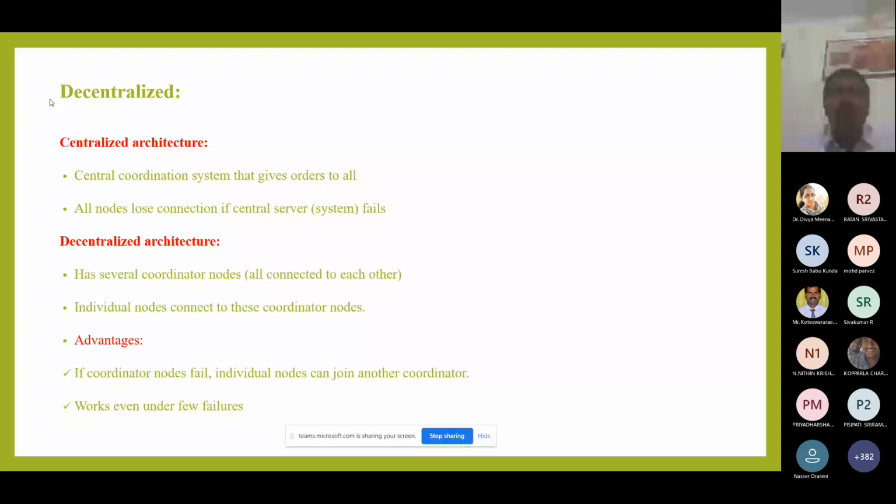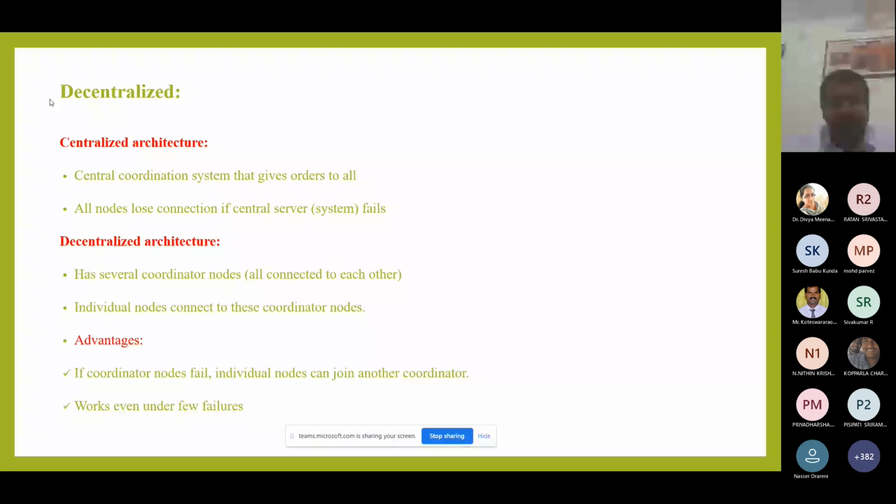And suppose some coordinator nodes fail, what will happen? The nodes of that particular failed coordinator node can join some other coordinator nodes, and so on and so forth. So this single point of failure problem is overcome. This decentralized architecture can work even under some number of failures. So this is a decentralized architecture.